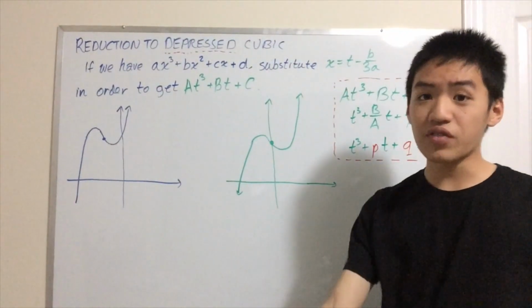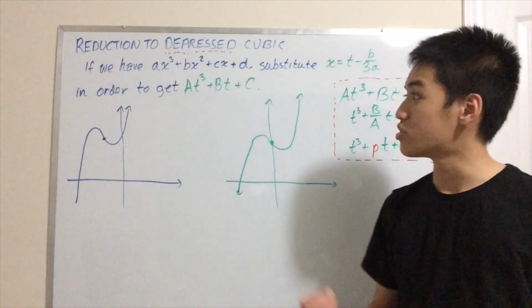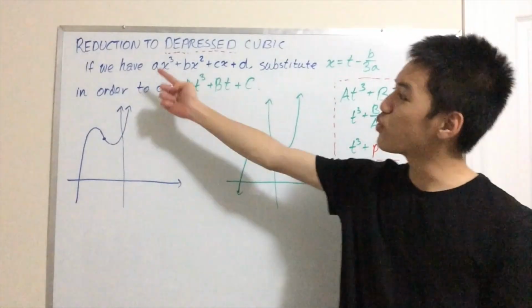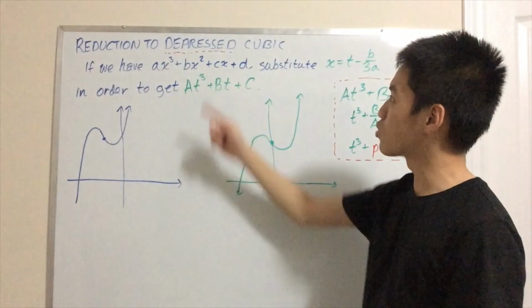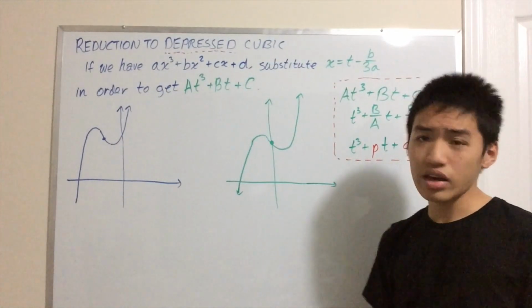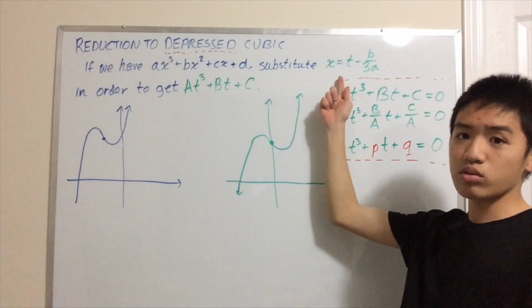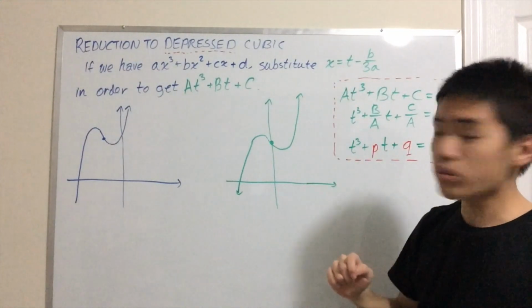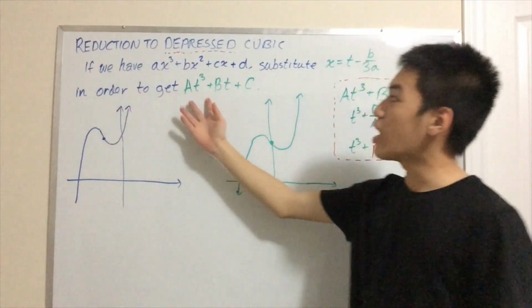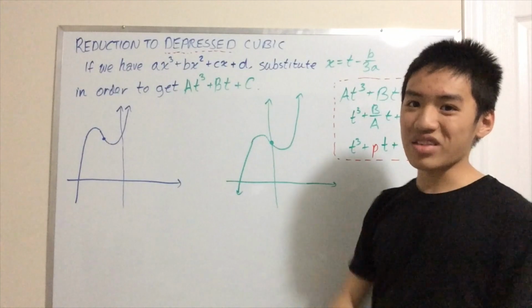Now let's look at the specific case. I went over a little bit of it right before. If we have ax cubed plus bx squared plus cx plus d, and we substitute x is equal to t minus b over 3a, we're going to get at cubed plus bt plus c.